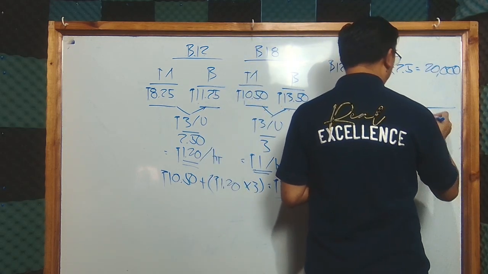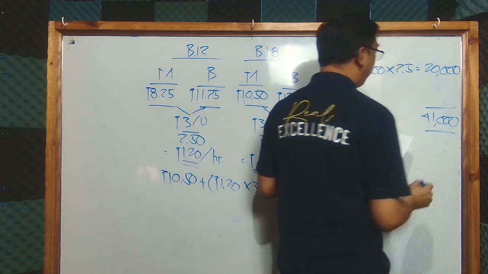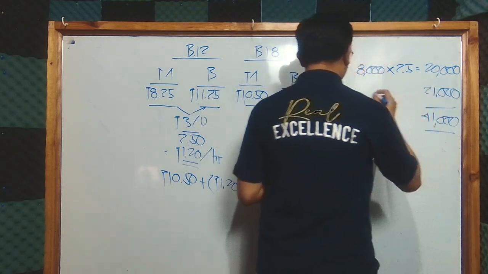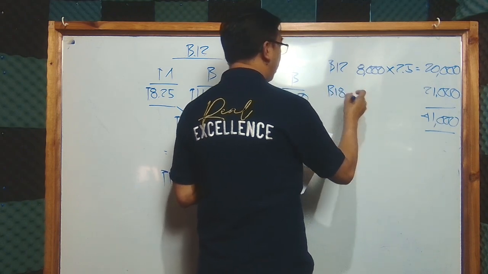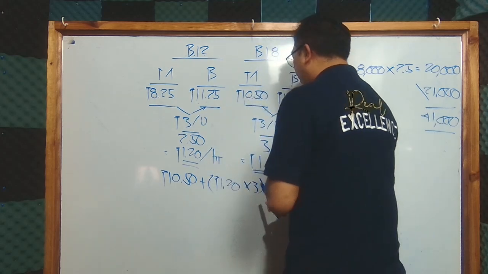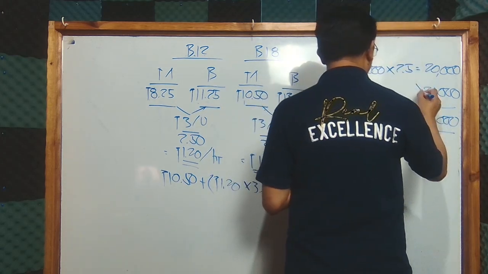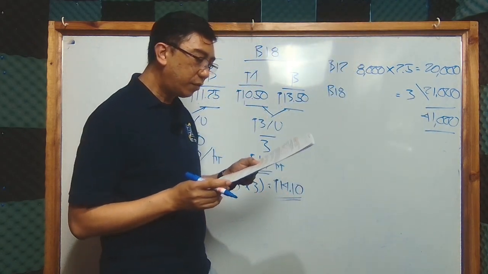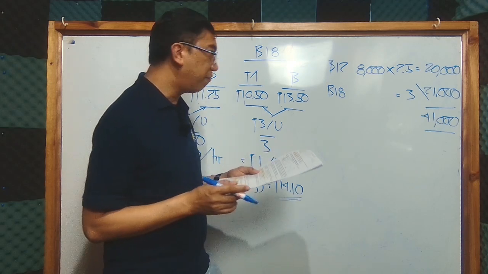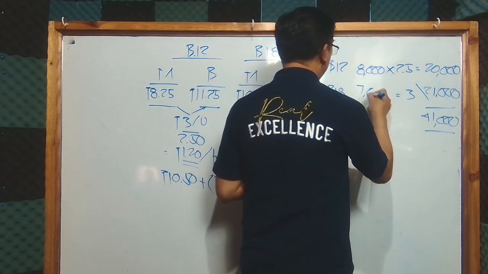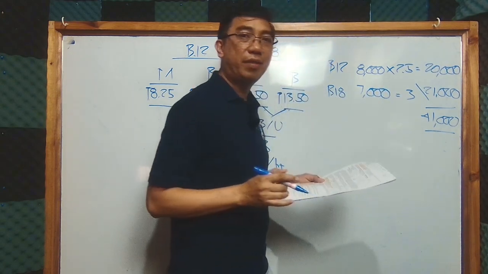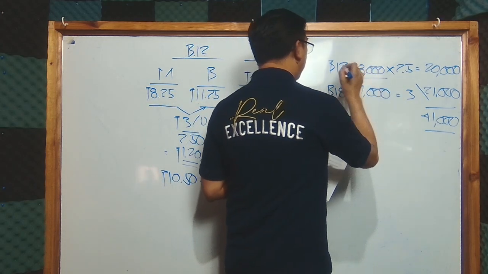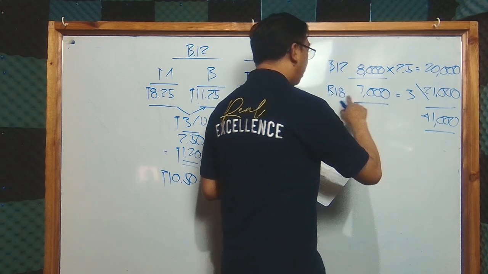All in all, we have 41,000 hours available. May naiwan pa na 21,000 hours for B18. It will take you 3 hours per unit of B18, divided by 3. So, ilan ang kaya natin i-produce for B18? For B18 class, we can still produce 7,000. Okay, 7,000 ang kaya natin i-produce internally. Ibig sabihin nun, ang production natin is 8,000 for B12, 7,000 for B18.